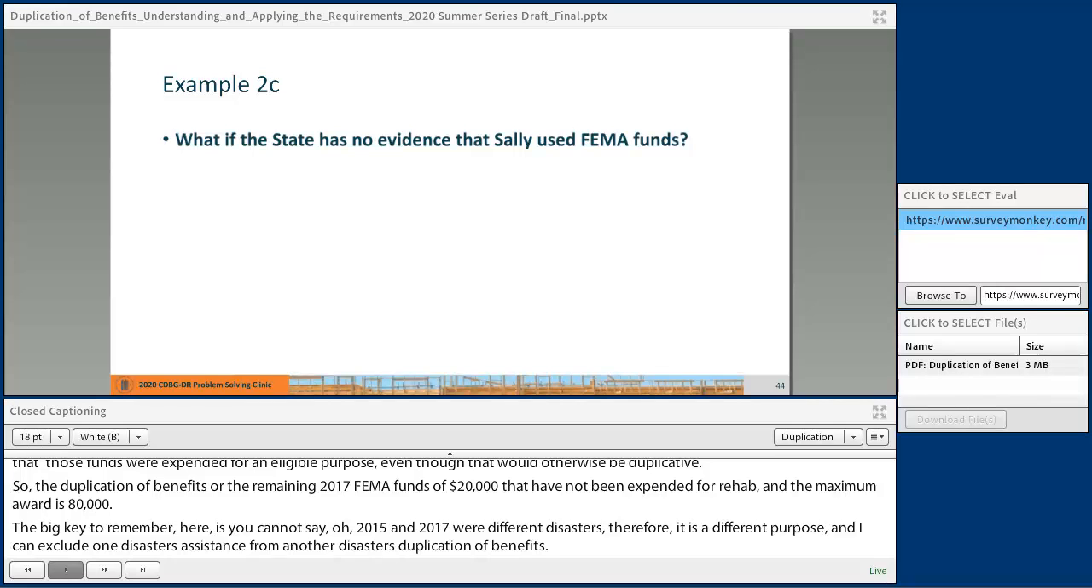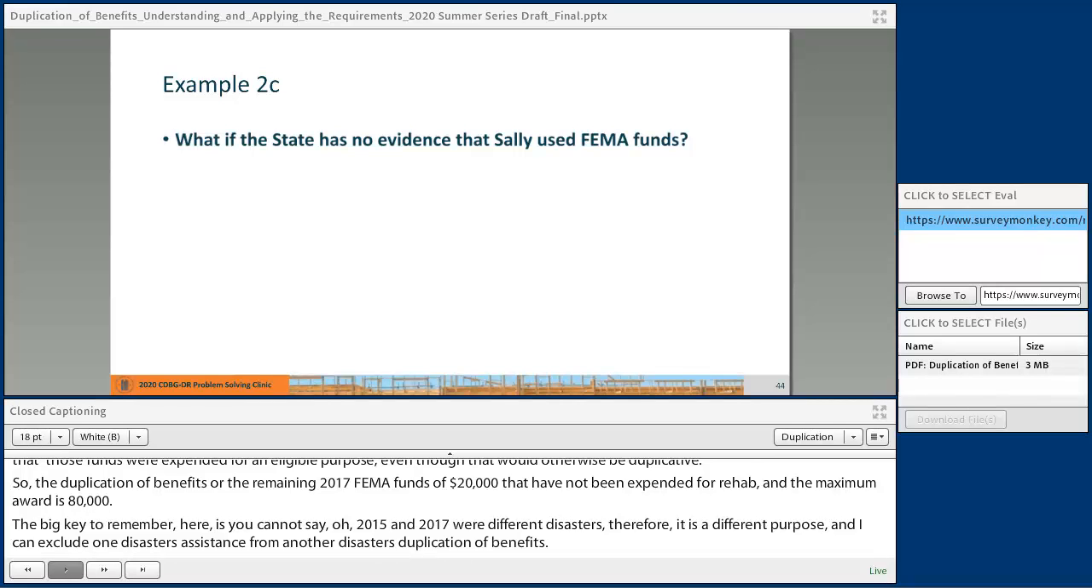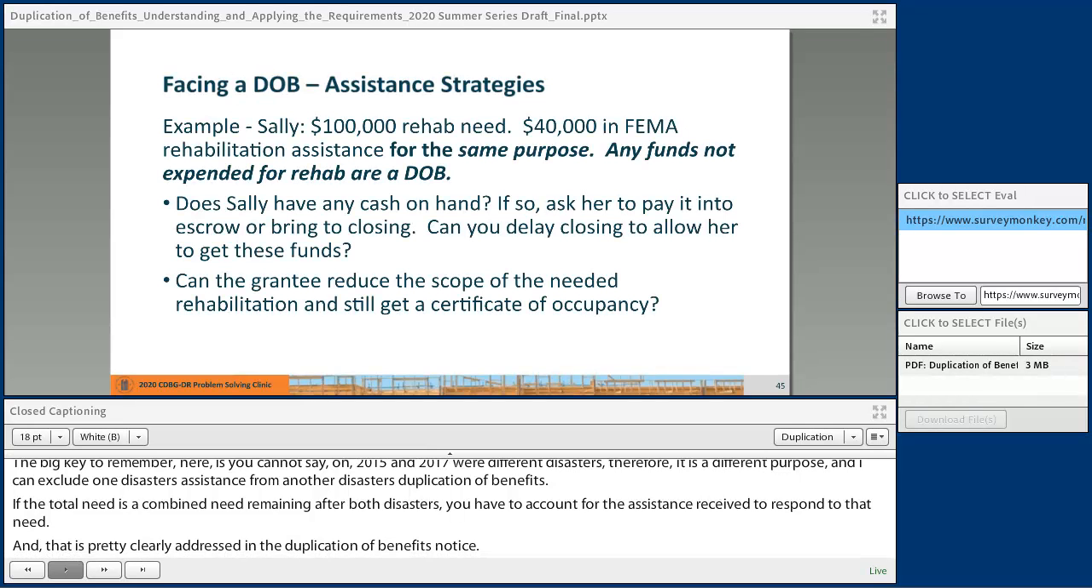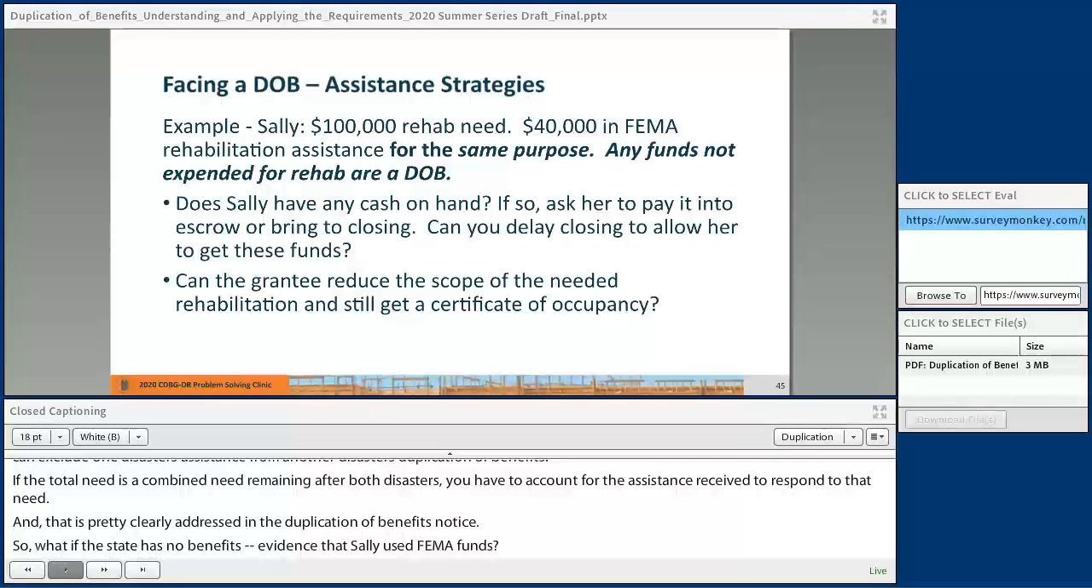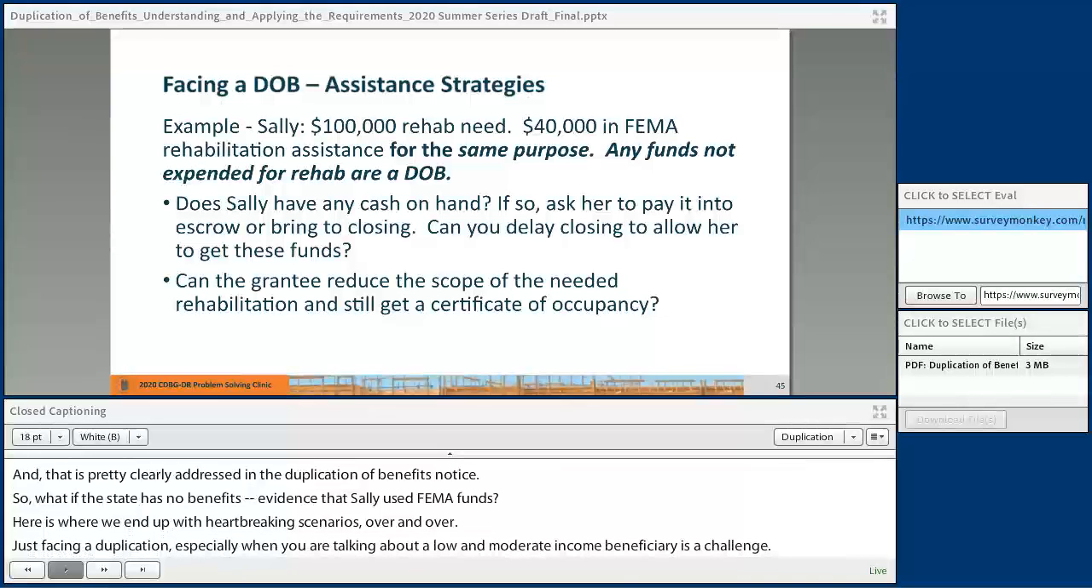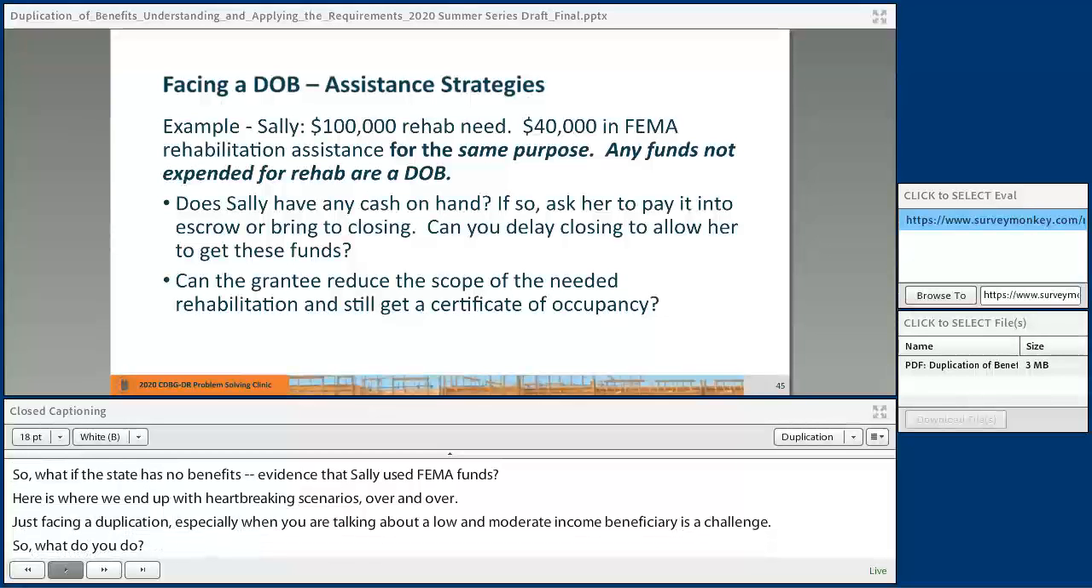So what if the state has no evidence that Sally used the FEMA funds? And here's where, you know, we end up with heartbreaking scenarios over and over. I mean, facing a duplication, especially when you're talking about a low and moderate income beneficiary, is just a challenge. So, you've got $100,000 in rehab, you've got $40,000 in FEMA rehab assistance for the same purpose. Any funds not expended for the rehab are a DOB. So what are you going to do?